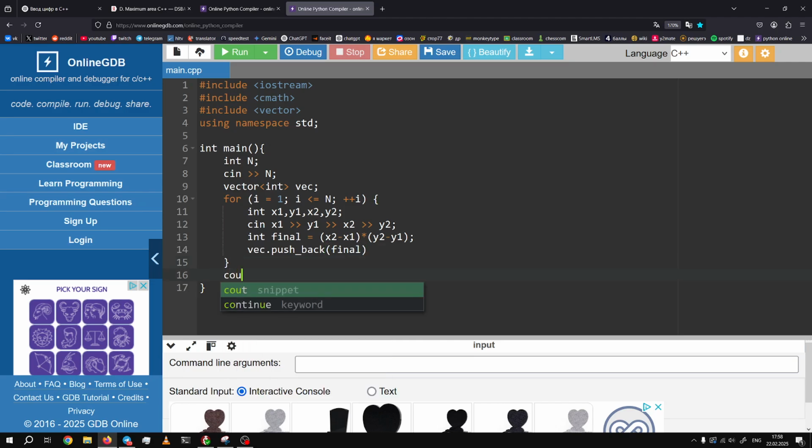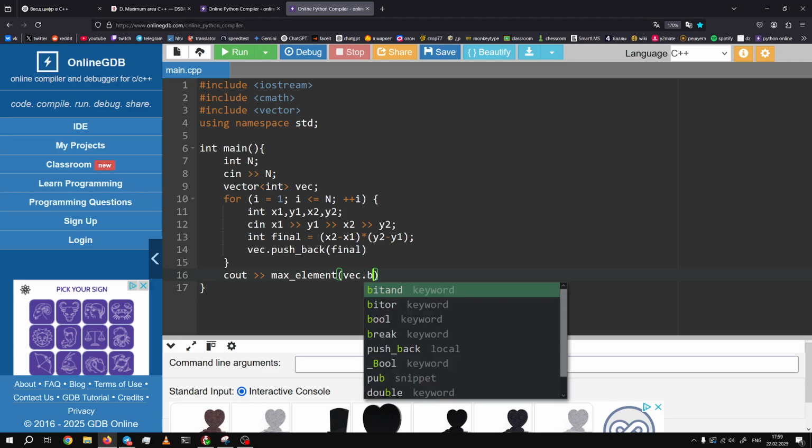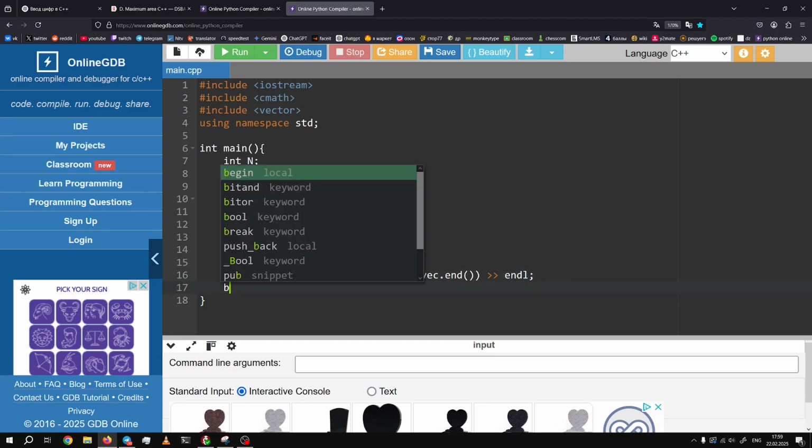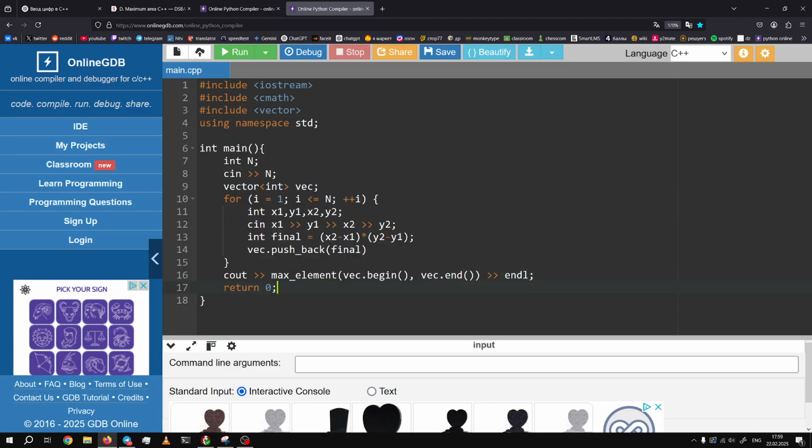So next step, we need to output the maximum element, because it's an array, of vec begin until vec end. Okay, and of course, handle and return 0.